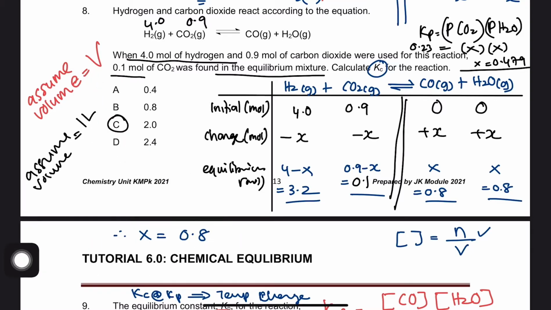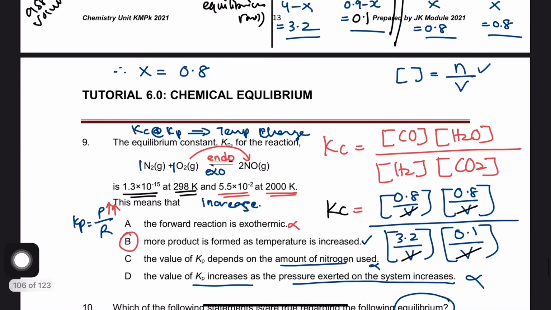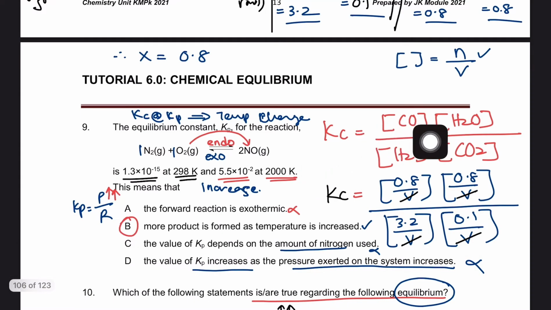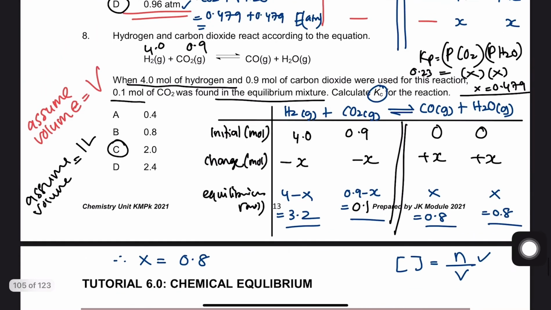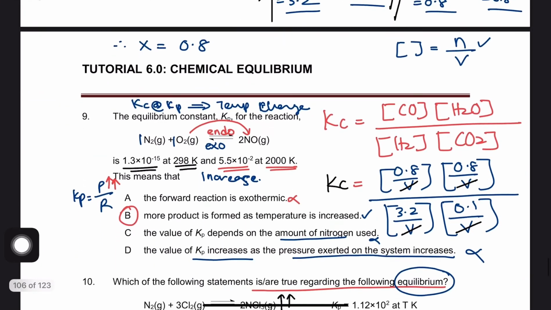Why so? Because as you can see from the working here, Kc would be the concentration of carbon monoxide multiplied by the concentration of water, divided by the concentration of hydrogen multiplied by the concentration of carbon dioxide. And how do I find it? Number of moles divided by volume, and as you can see, they get cancelled off. If I were to just solve this, I would get my answer to be 2. So please take note of that. Alright, now let's go to question number 9.